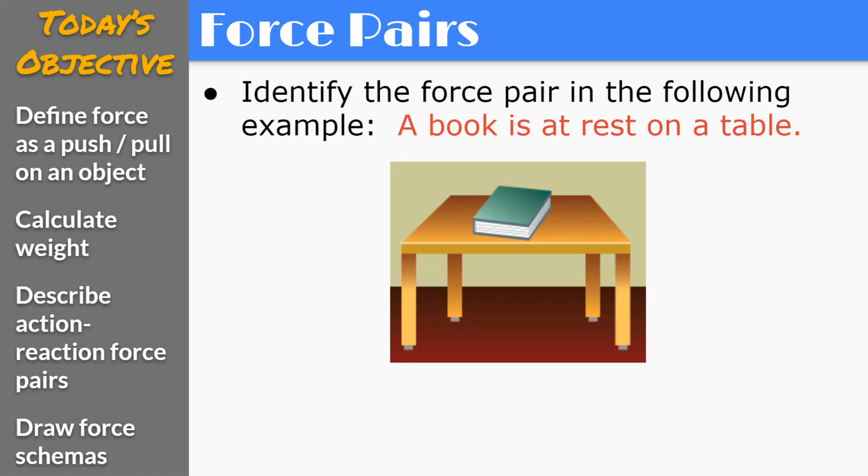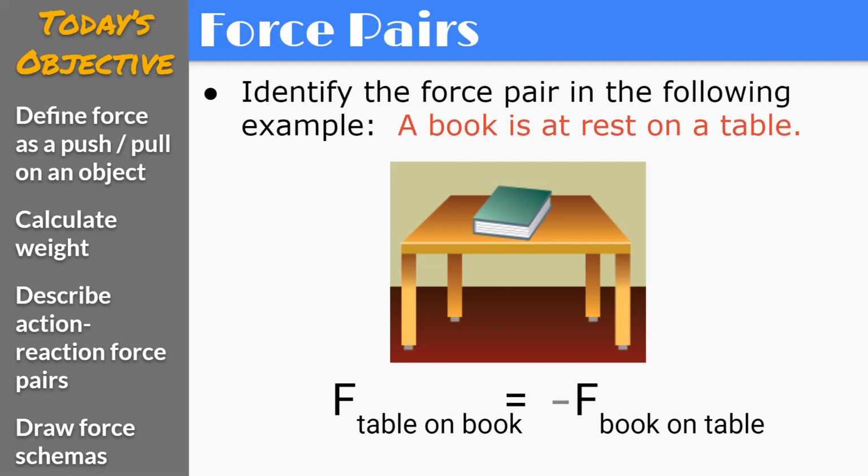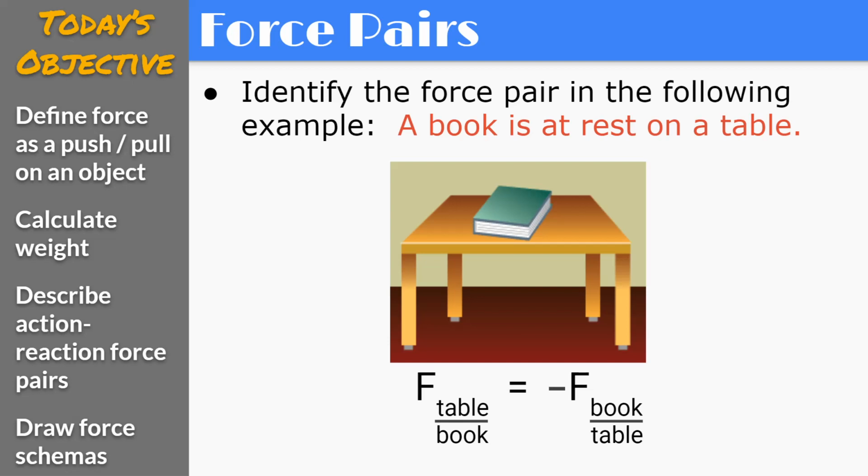So again, this is the one we just did. Force of table on book equals force of book on table. You can also write it like this. You'll notice I made them equal and opposite to each other. Because the table is pushing up, I called that positive. Because the book is pushing down, I called that negative. To make it so you don't have to write something that long, sometimes you'll see it written like this: force of table on book equals negative force of book on table. So this is also an acceptable way to write out your force pair.